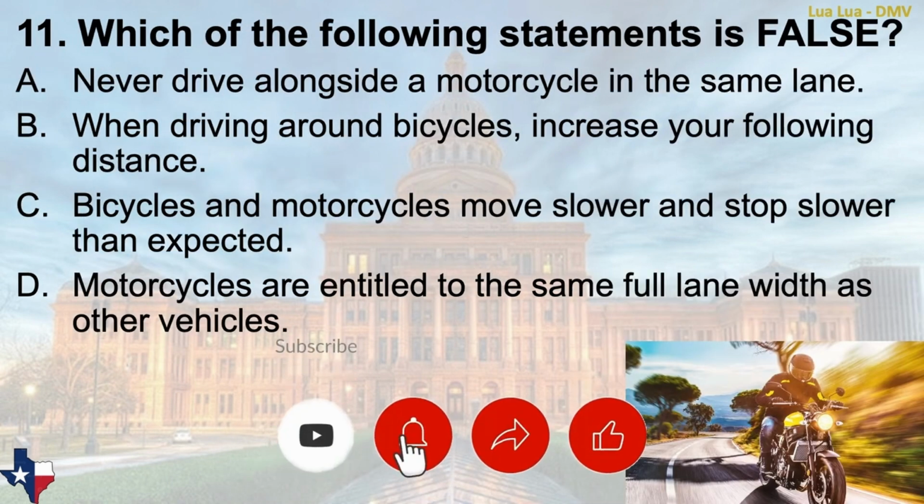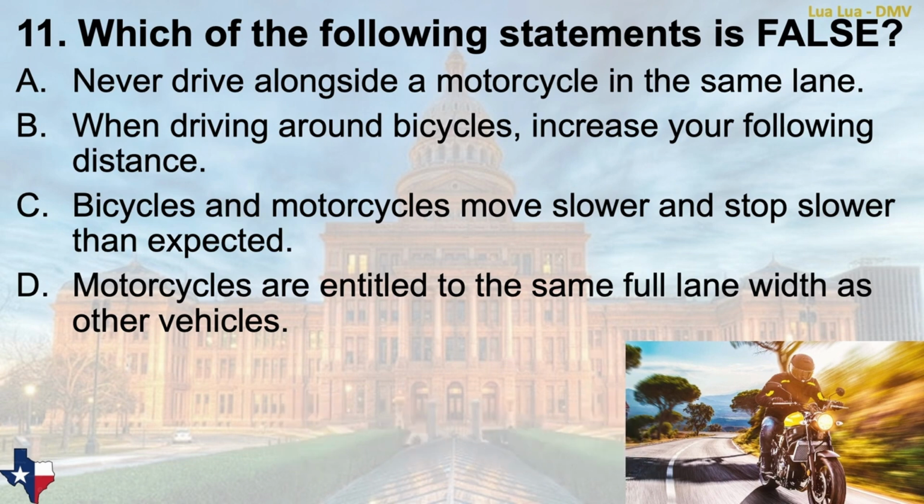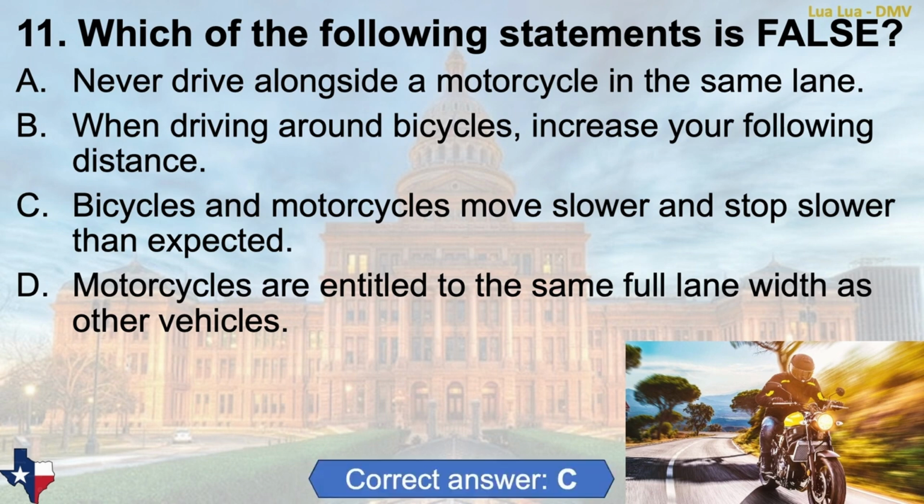Question 11. Which of the following statements is false? A. Never drive alongside a motorcycle in the same lane. B. When driving around bicycles, increase your following distance. C. Bicycles and motorcycles move slower and stop slower than expected. D. Motorcycles are entitled to the same full lane width as other vehicles. The correct answer is C. Bicycles and motorcycles move slower and stop slower than expected.